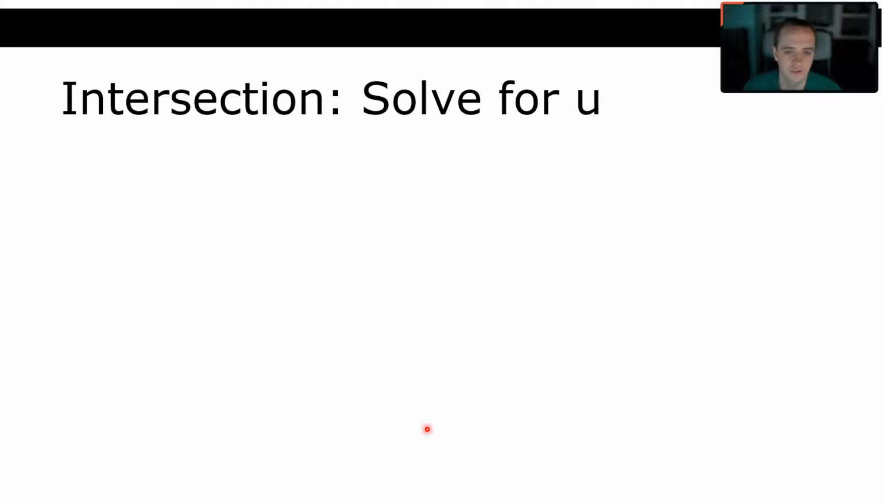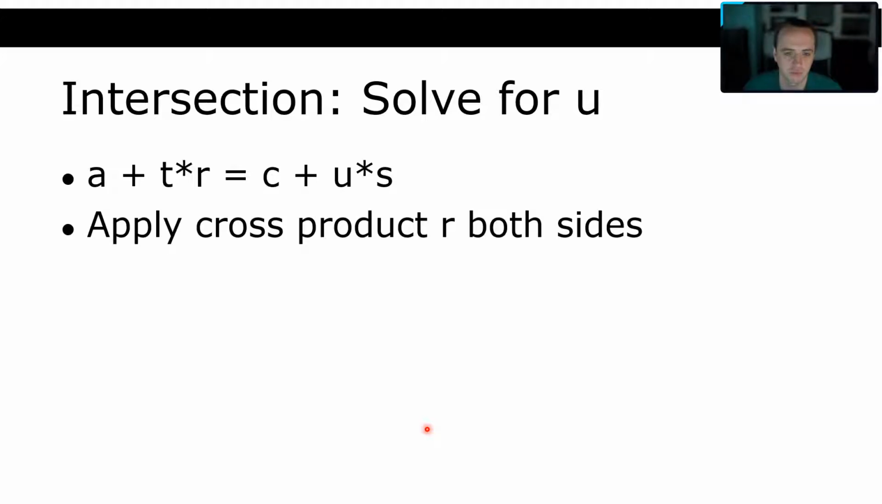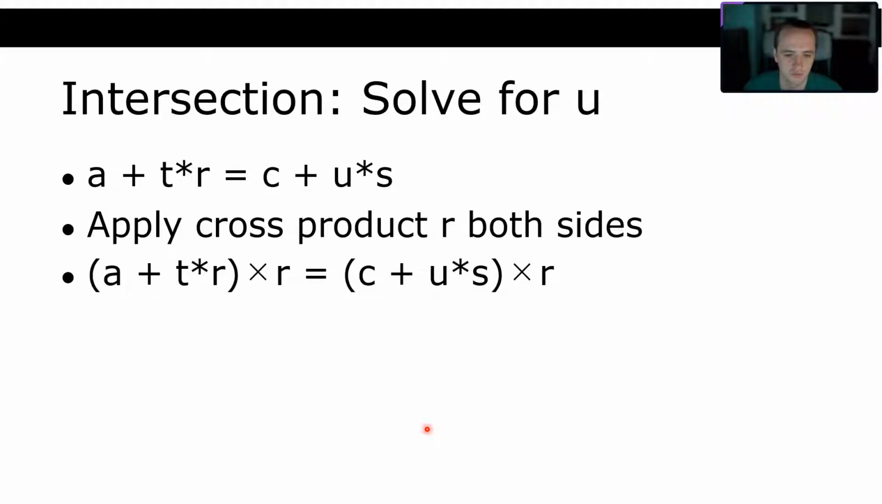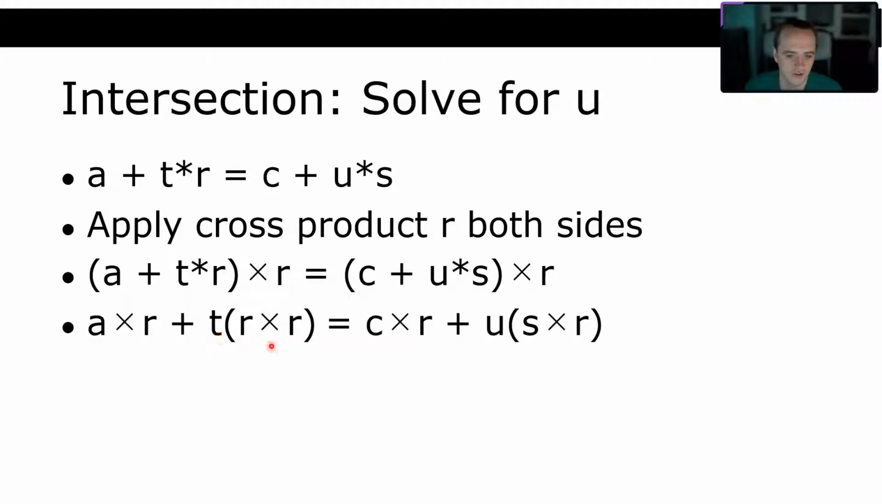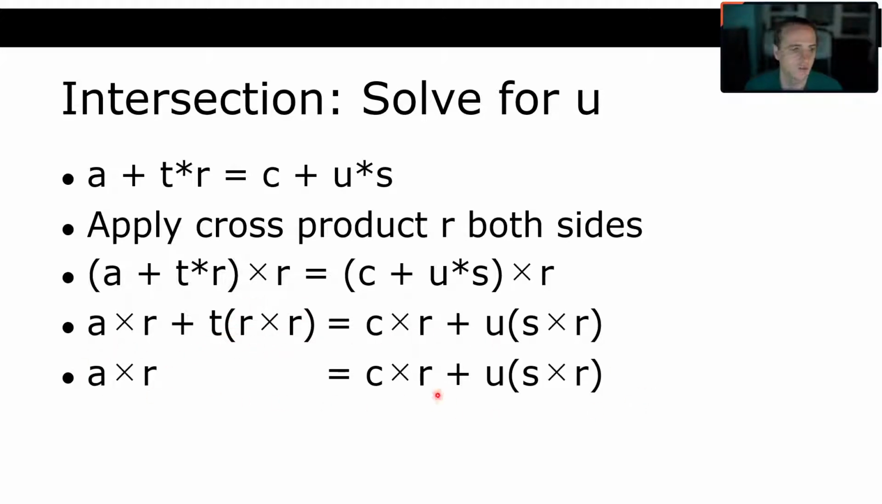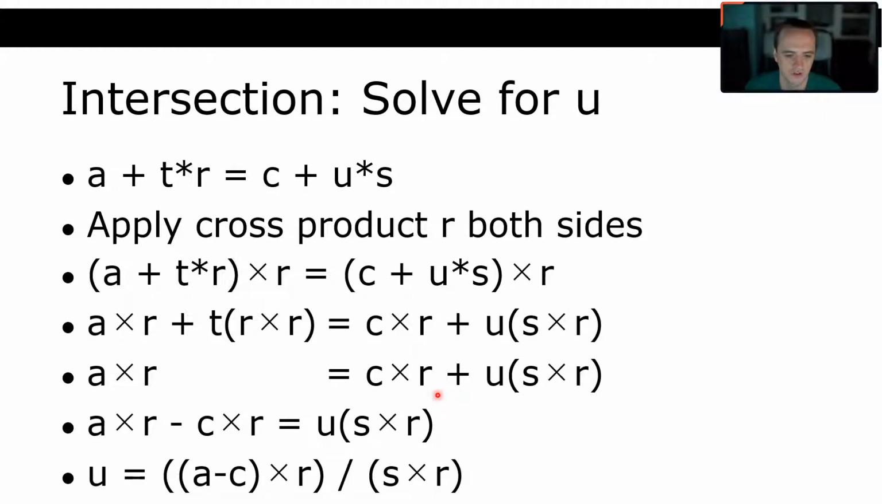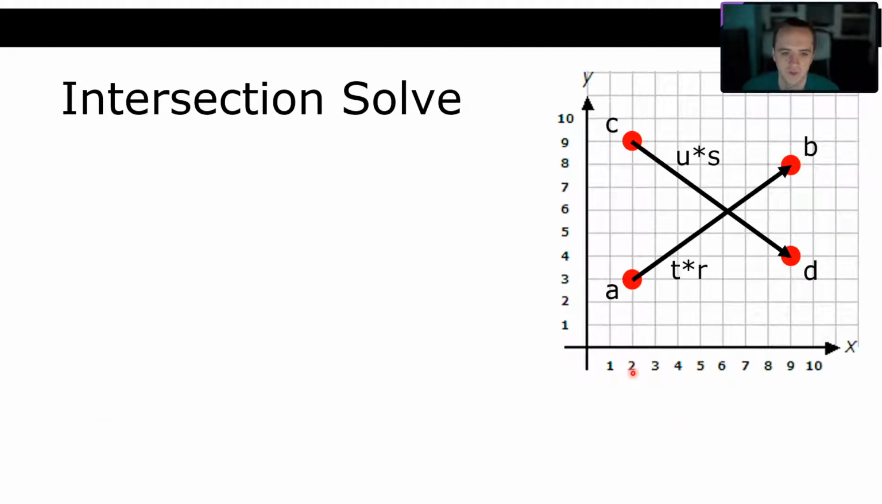And now we do the exact same thing, but we solve for u. I'm not going to go through this as slowly, but we take the cross product of r on both sides. We did it for s last time. So now we've crossed both by r. Now we get an r cross r over here that we can substitute with a 0. So we get the same equation as last time, except we're eliminating t instead of eliminating u. And we work this out, and we get u is equal to a minus c cross r divided by s cross r.